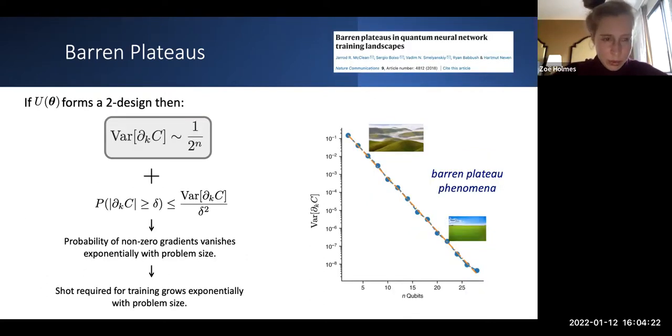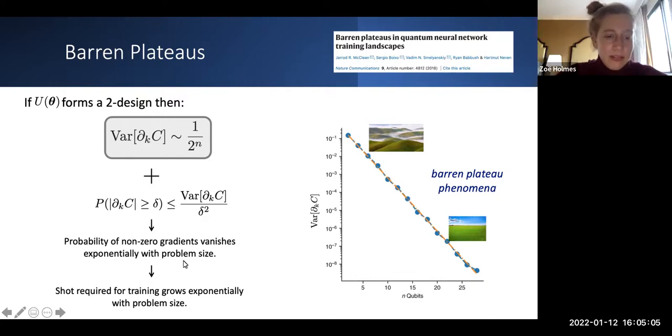Okay, so the first paper to assess the trainability of variational quantum algorithms is this seminal one by Jarrod McClean. What they showed is that if U of theta, your parameterized quantum circuit, your ansatz, or at least the ensemble of unitaries accessible by your ansatz, forms a 2-design, so that is, it agrees with the Haar random distribution up to the second moment, then the variance in the gradient of the cost is going to vanish exponentially with the size of the problem. Here, n is just the number of qubits that your unitary acts on, so the number of qubits that your problem is defined for. And if you combine this with Chebyshev's inequality, it entails that the probability of observing non-zero gradients is going to vanish exponentially with problem size.